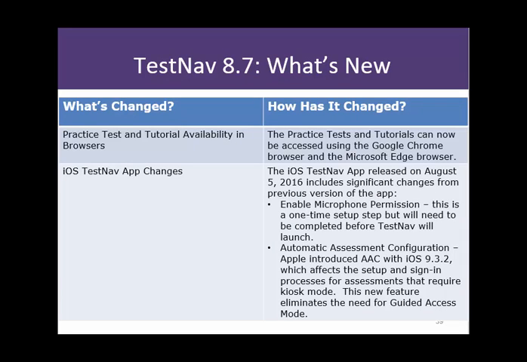A couple of things that are new in TestNav 8.7. DC did not take 8.7. You're going to skip directly from 8.6 to 8.8. 8.7 was used for fall testing, but just a little bit to cover of what was new in that, which you will also see when you upgrade to 8.8.